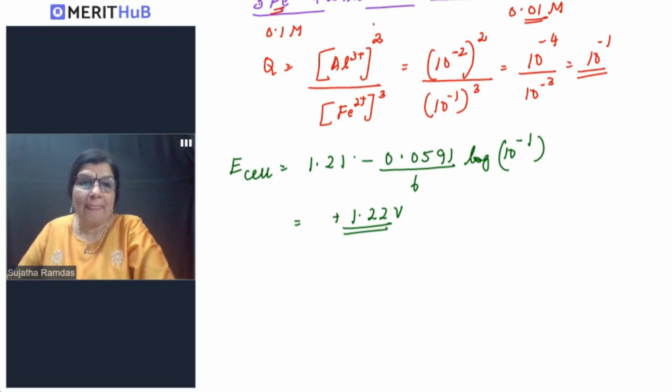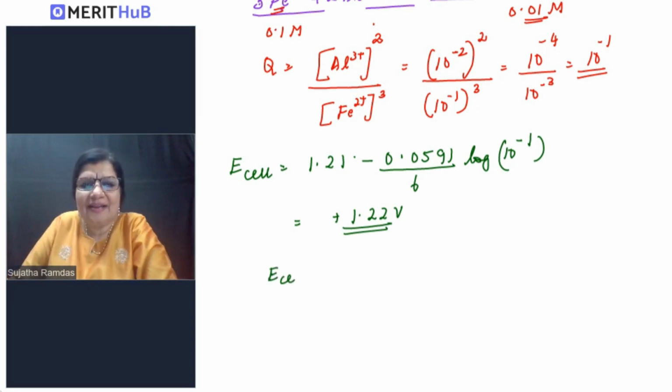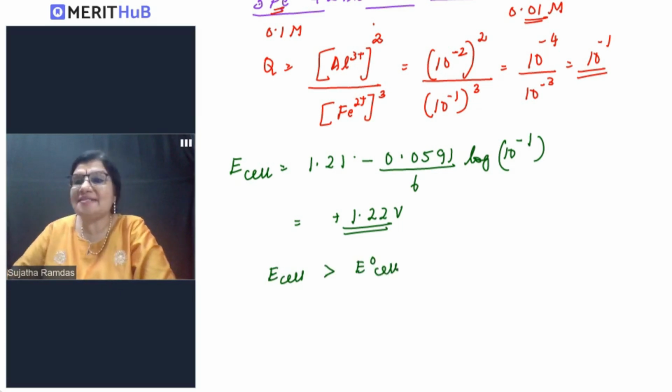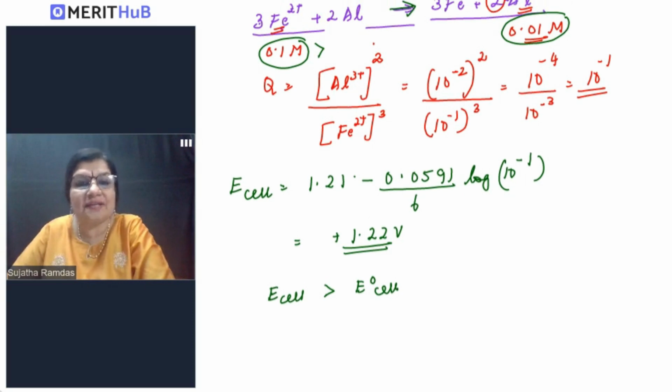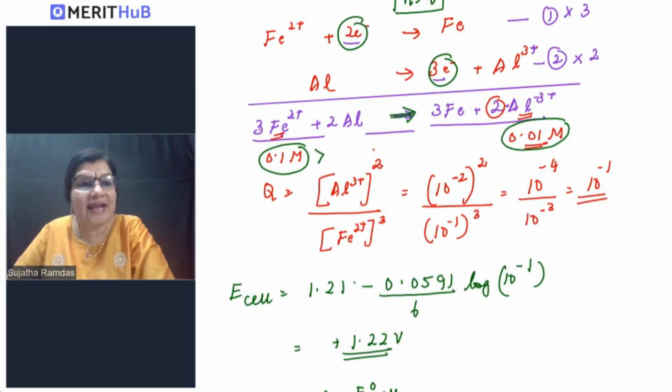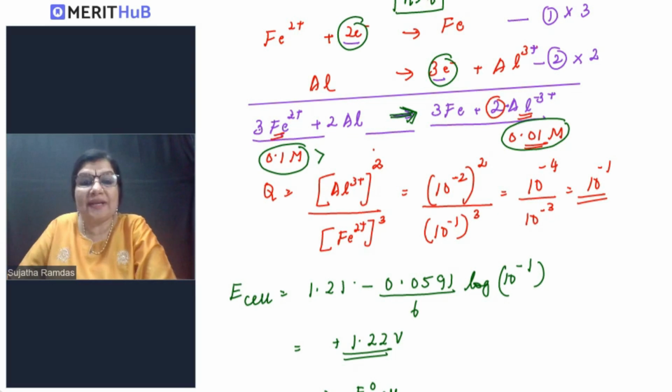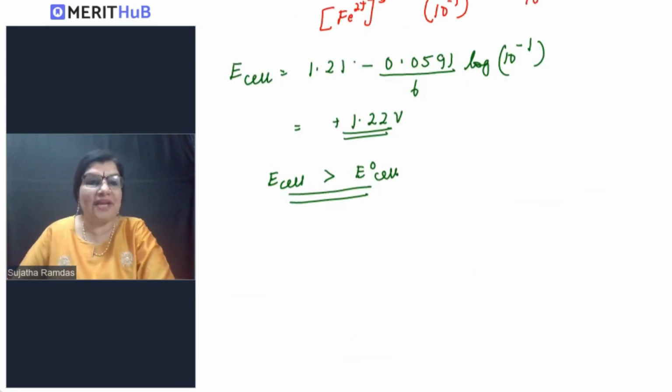This is E cell. And what do you notice? E cell is slightly greater than E naught cell. Why did this happen? You look at the overall equation. You notice that the reactant concentration is greater than the product concentration. So when the reactant concentration is more, then what happens? The forward reaction is favored. And when the forward reaction is favored, the cell reaction is enhanced, and therefore the cell potential will increase, right? The cell potential will be greater than the standard cell potential.